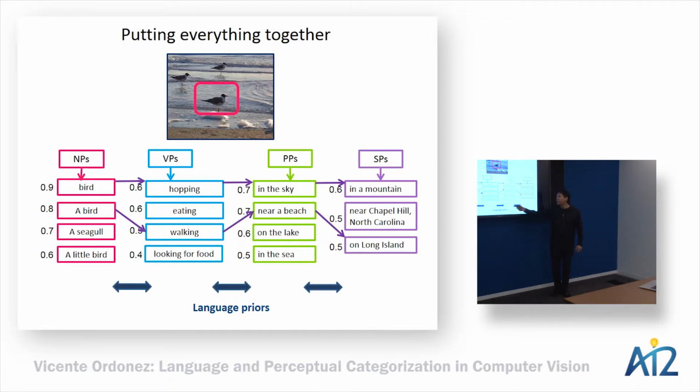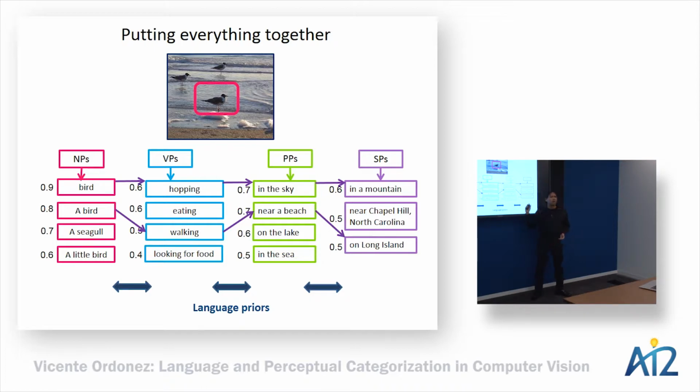So we use these language priors as pairwise scores to select the best combination of text phrases that we're going to put together and assemble into a single description. And this is the basic idea, again, of the system. And you can do this type of decoding using dynamic programming, because you have unary potentials and pairwise potentials. But we actually did some other things that were more complicated.